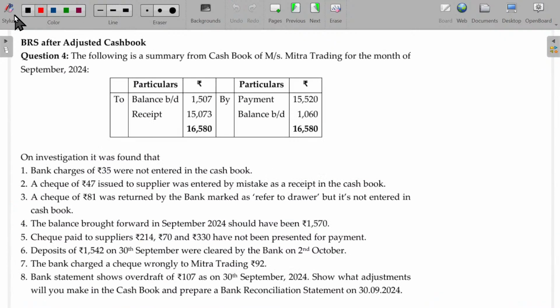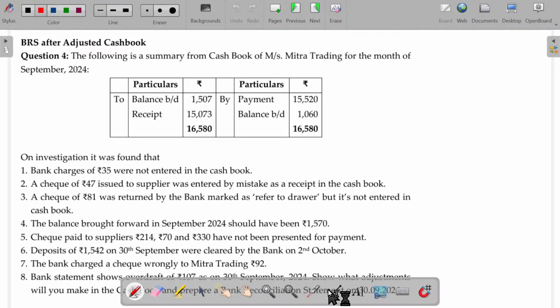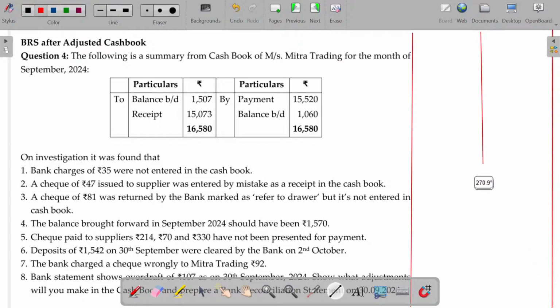Try to solve question number 4. Join with me in solving this illustration. So what do you have to do? Rough notes. Cash book and passbook.